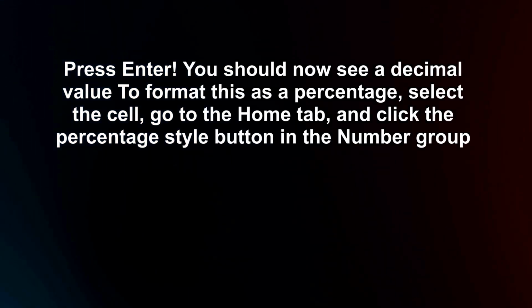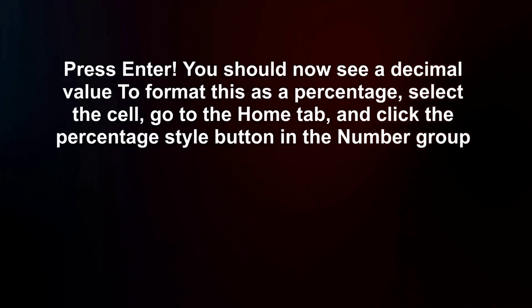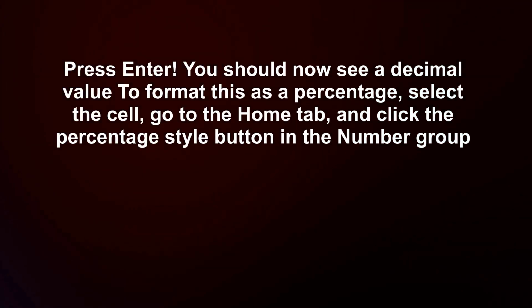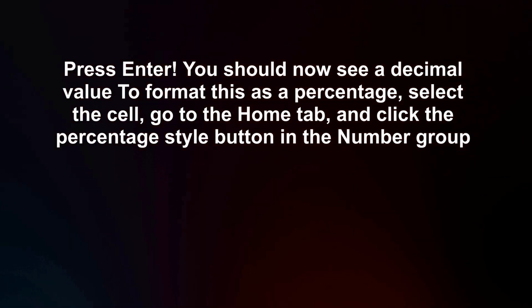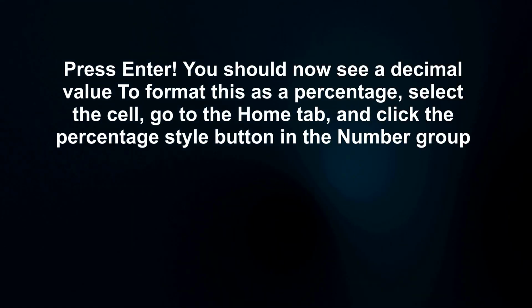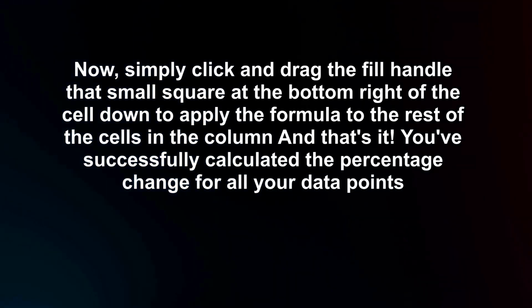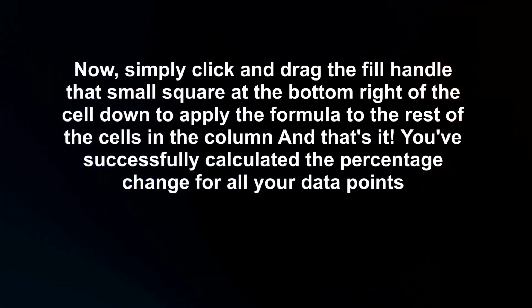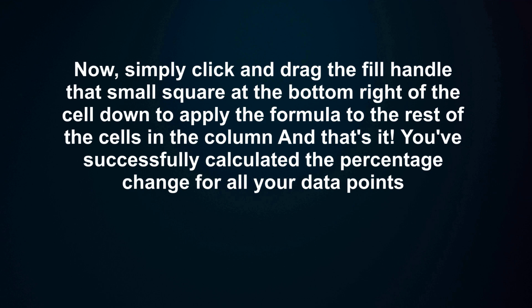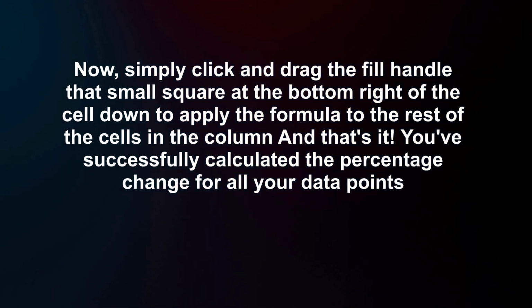Press enter. You should now see a decimal value. To format this as a percentage, select the cell, go to the Home tab, and click the percentage style button in the number group. Now, simply click and drag the fill handle, that small square at the bottom right of the cell, down to apply the formula to the rest of the cells in the column, and that's it.